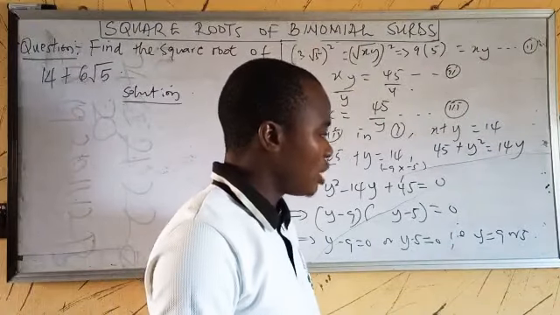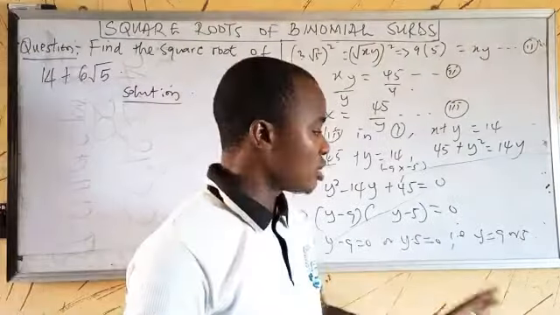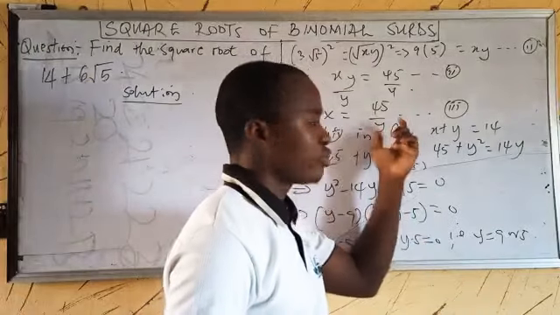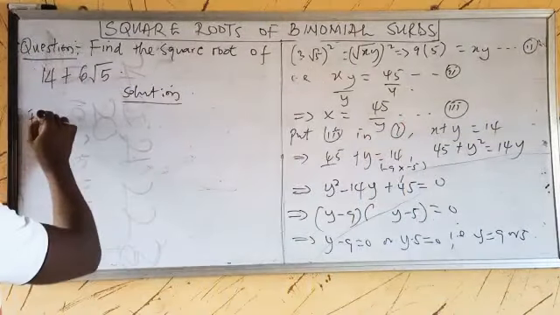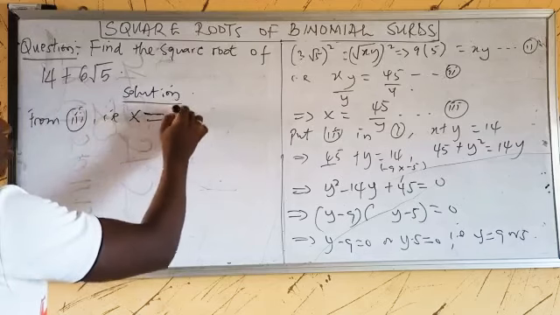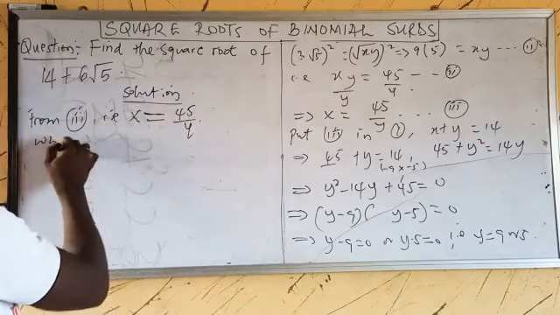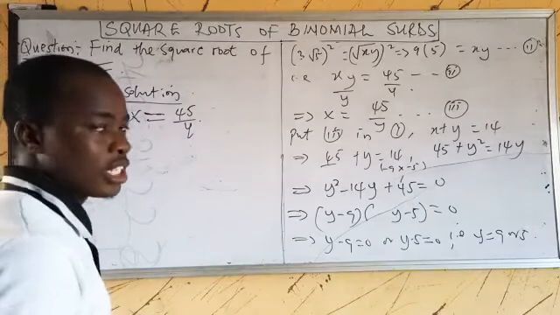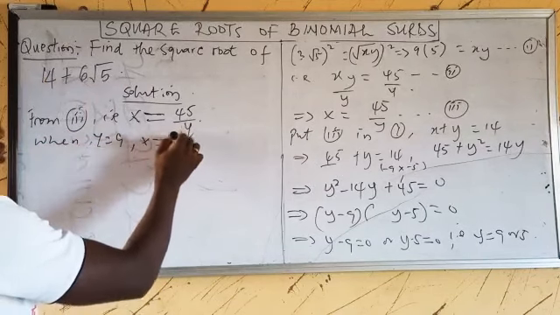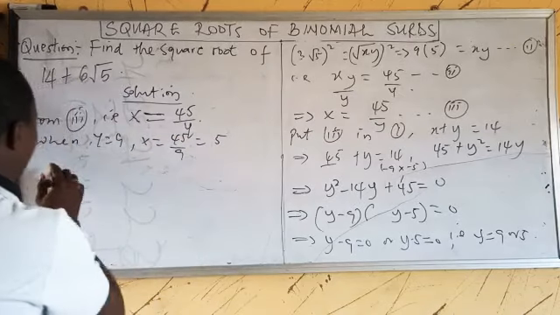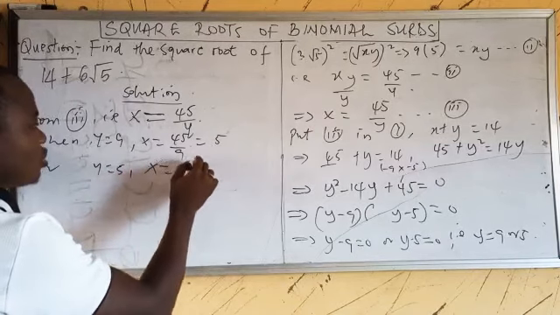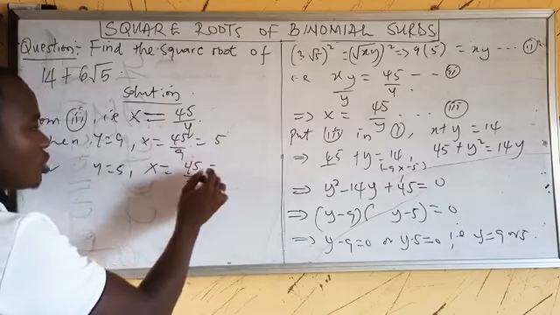Understand? Now we look for the second value, that is x. Since we have two values for y, we are going to have two values for x also. From equation 3, x equals 45 over y. We put the values of y one after the other: when y equals 9, x is 45 over 9, which gives 5. When y equals 5, x is 45 over 5, which is 9.